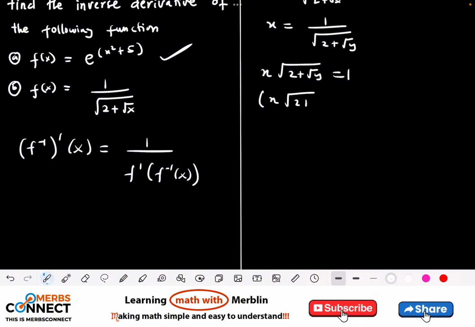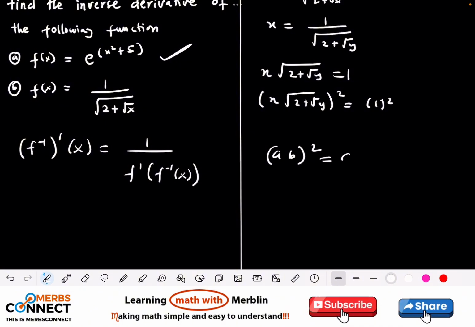So x squared times (2 plus root y) is supposed to be equal to 1 squared. When I want to square something, like if I have (ab) squared, this is the same as a squared times b squared, right? When you want to square two functions that you're multiplying, that's how it's supposed to be. So this is going to give us x squared times (root of 2 plus root of y) squared, which is equal to 1.